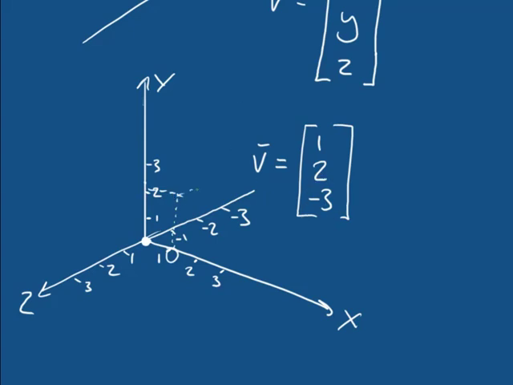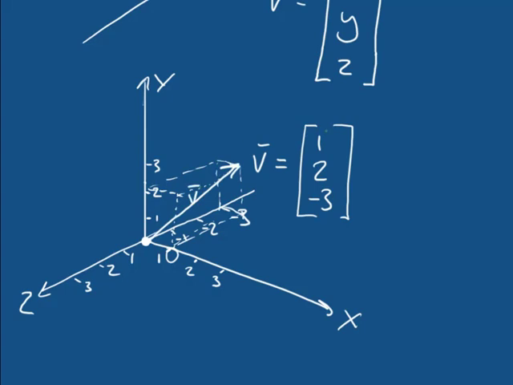So something like this might help us visualize what's going on here. So we're travelling 1 unit in x, 2 units in y, and negative 3 units in z. And we're going to get a vector that looks something like this. So this would be our vector v.